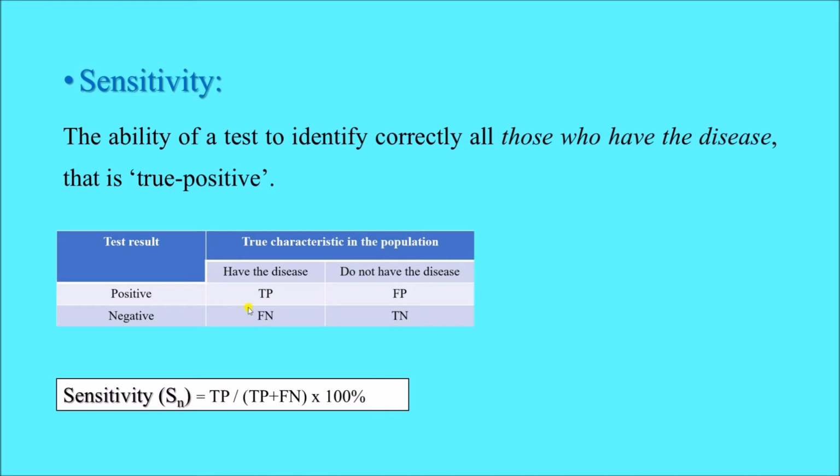Now, sensitivity is the number of people who have the disease and tested positive, divided by true positive plus false negative, which is basically the total number of people having the disease. So, if we get more people testing positive out of all the people who have the disease, that will give higher sensitivity, which is something that we always want.